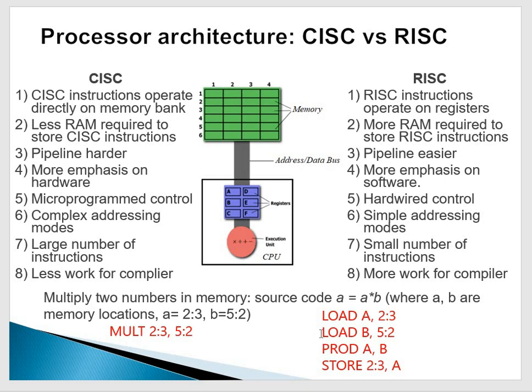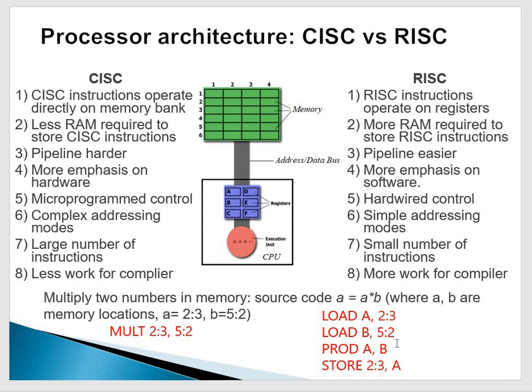Okay, so we will write the instruction product A comma B. It may be called multiplication, but this particular instruction is used to perform the multiplication. So what will it do? It will multiply A and B, and the product will be stored in A. After the execution of this instruction, the product will be ready within A. This product needs to be stored to memory location 2 3. So by writing store 2 3 comma A, it will store the data of A to memory location 2 3.